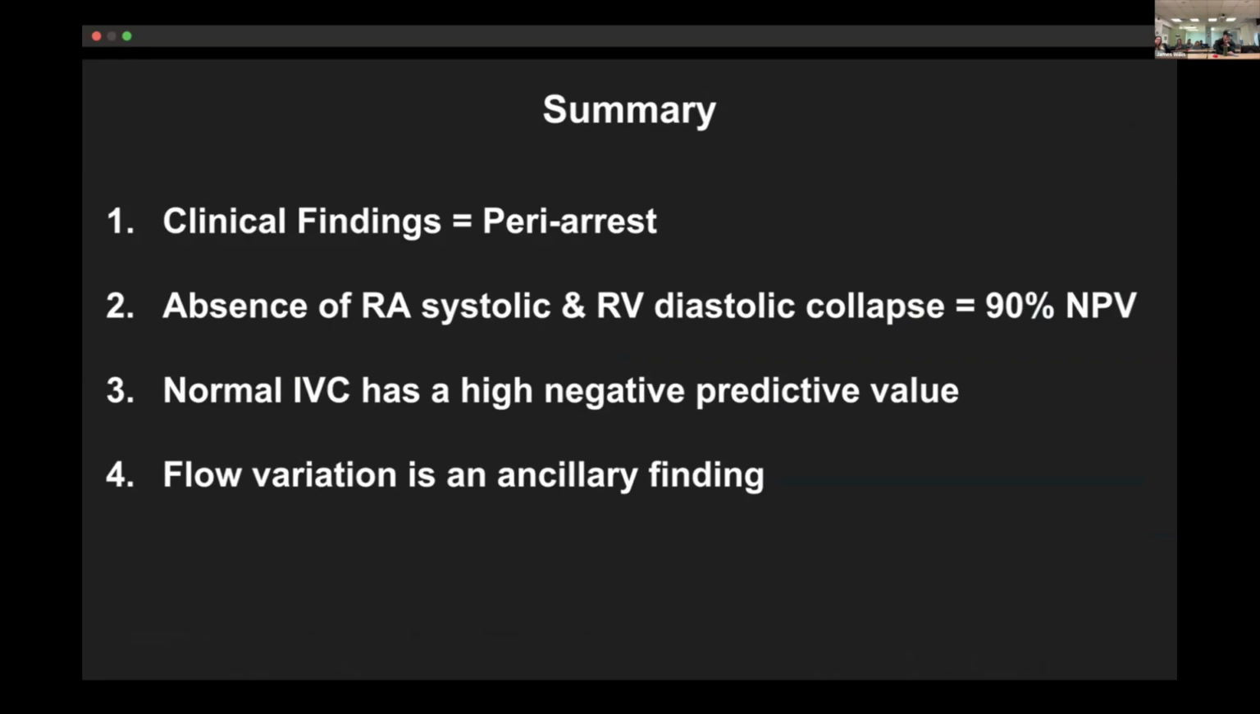Flow variation is, again, an ancillary finding. And JFK was saying last time, you can 100% have, in very rare zebra cases, patients that are very fluid down, so their IVC won't be plethoric, but they will still have tamponade physiology. So that's why, even though it's such a rare exception, definitely always go through the process of looking at it every time we think of it.